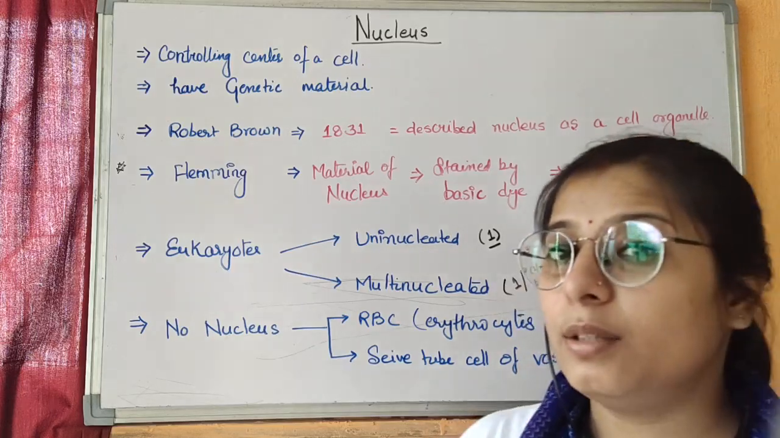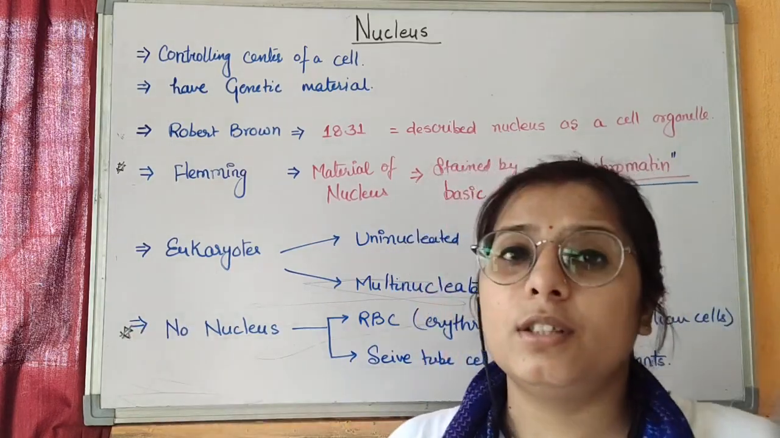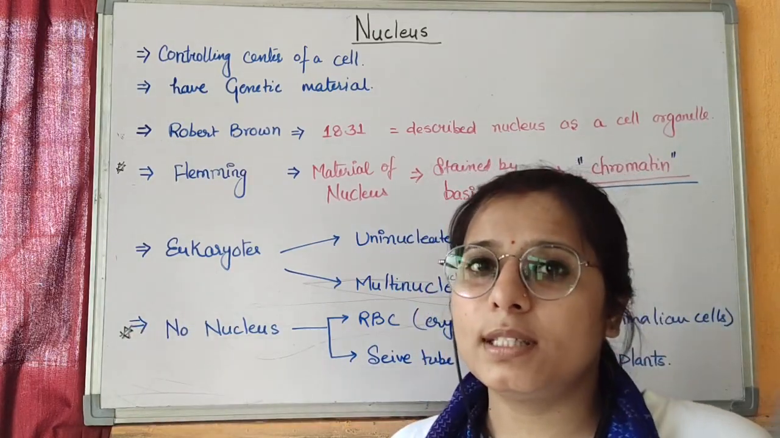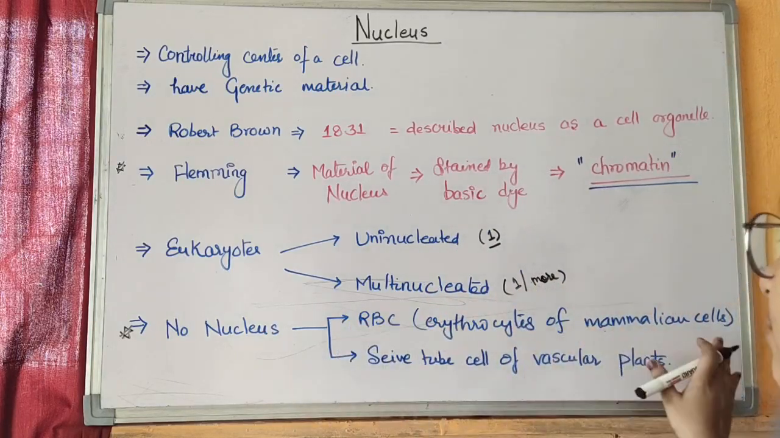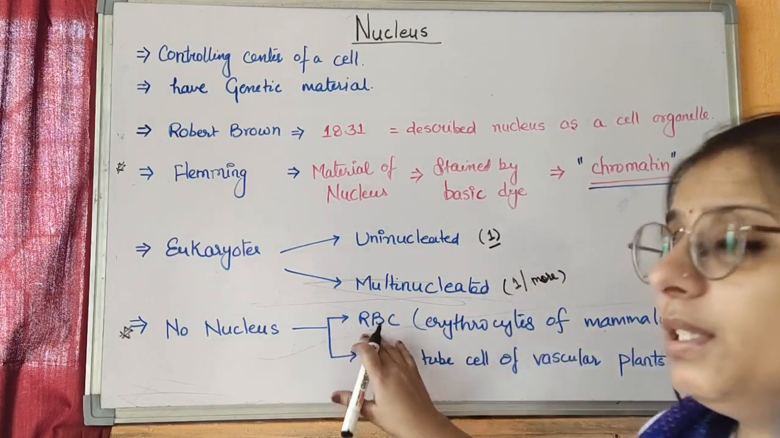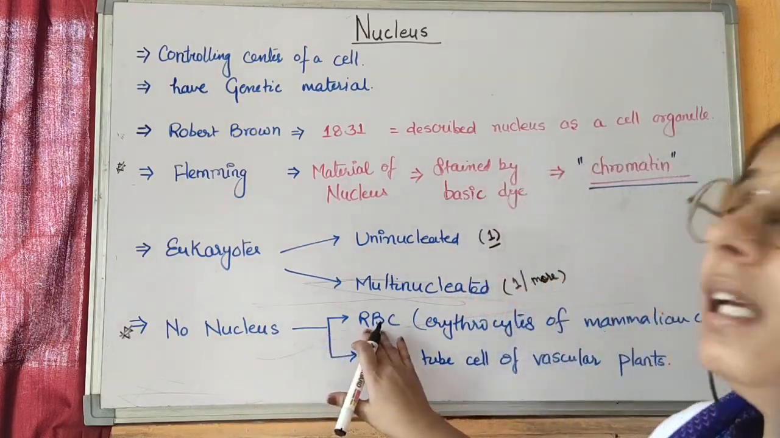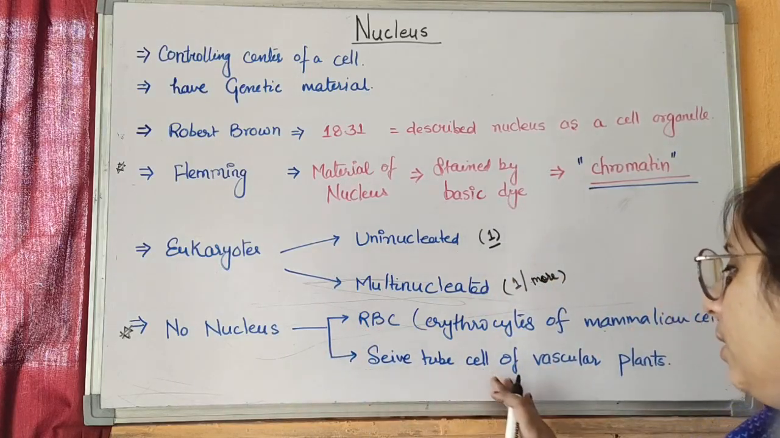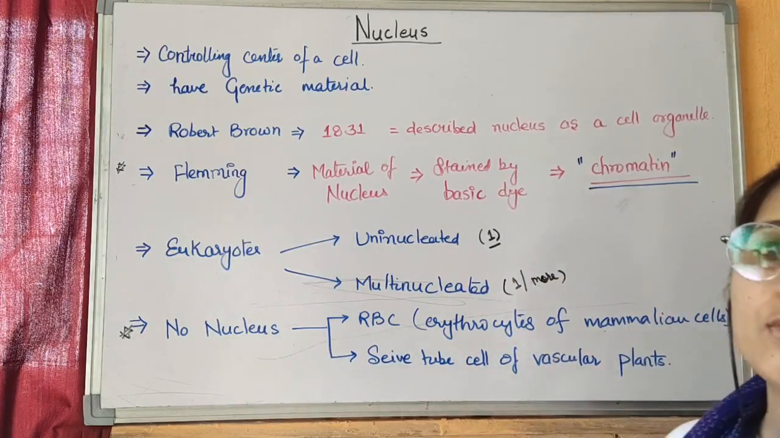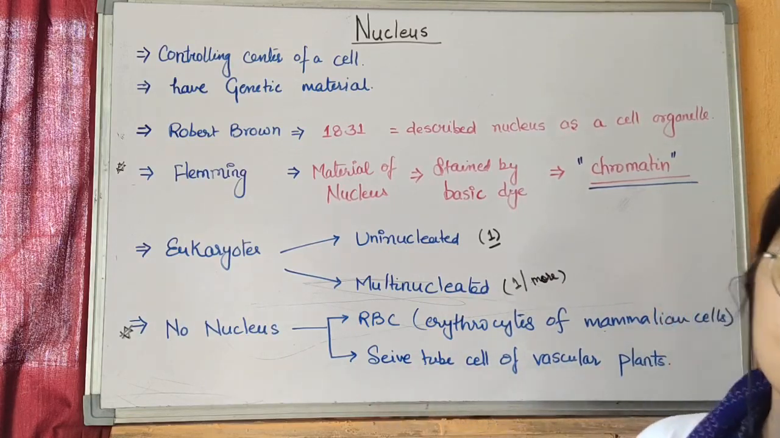But the special point is that there are a few cells which don't have a nucleus, and they include RBCs, the erythrocytes of mammalian cells. The RBC initially has a nucleus, but after maturation it lacks the nucleus. The second example is the sieve tube cells of vascular plants, and these cells also lack a nucleus.